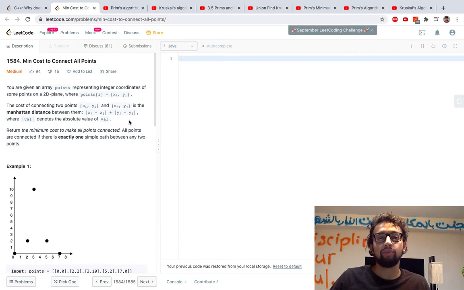The cost of connecting two points is the Manhattan distance between them, basically the difference between the x values and the y values, where |val| denotes the absolute value of val. Return the minimum cost to make all points connected. All points are connected if there is exactly one simple path between any two points.